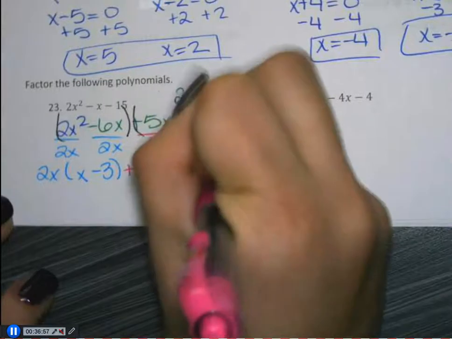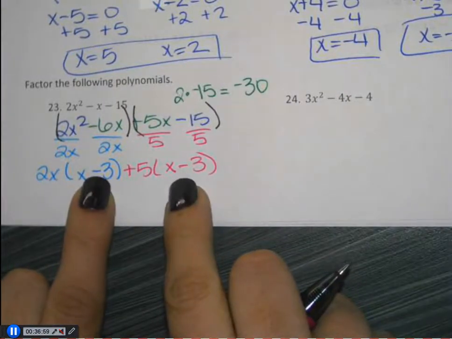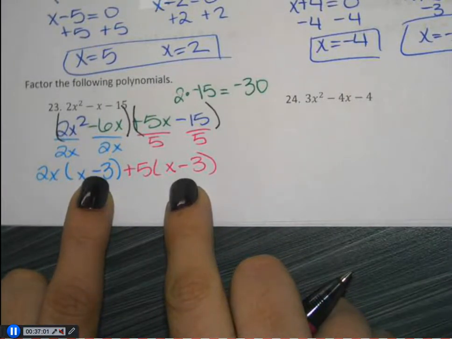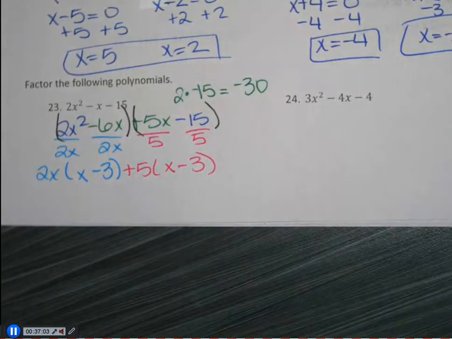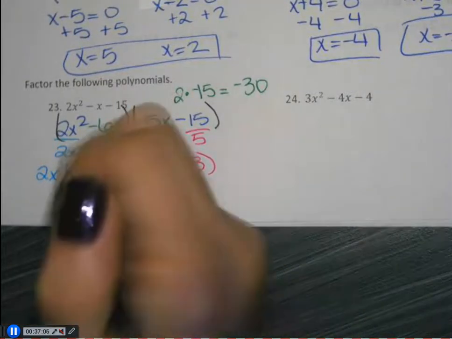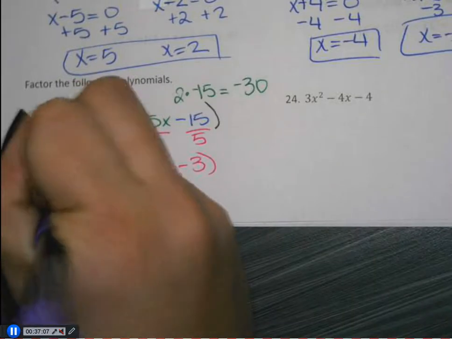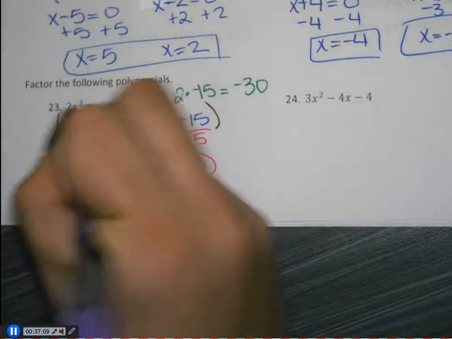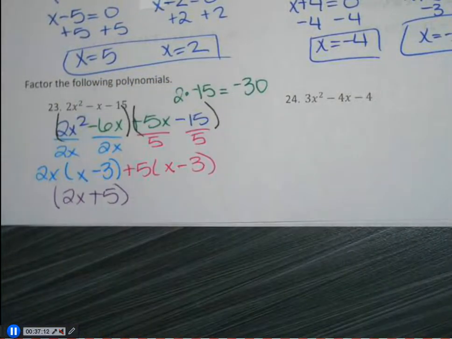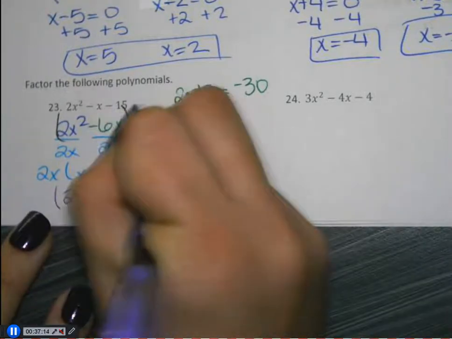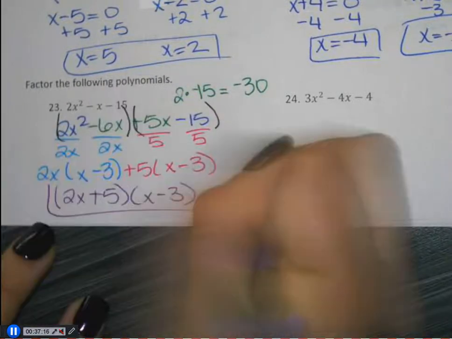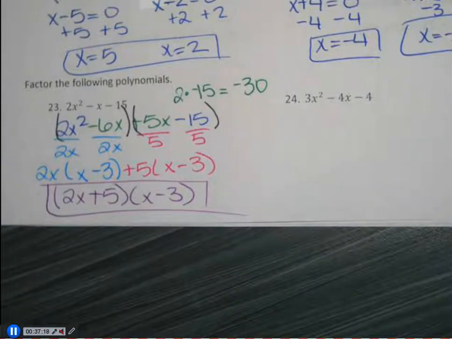minus 3. So notice the two sets in parentheses are the same. That's good news. That means I've done it right. Then I write my final answer. My first set of parentheses is going to be 2x plus 5, the outside numbers. And then my second set is just x minus 3. I don't have to write it twice, because I'm grouping it together.